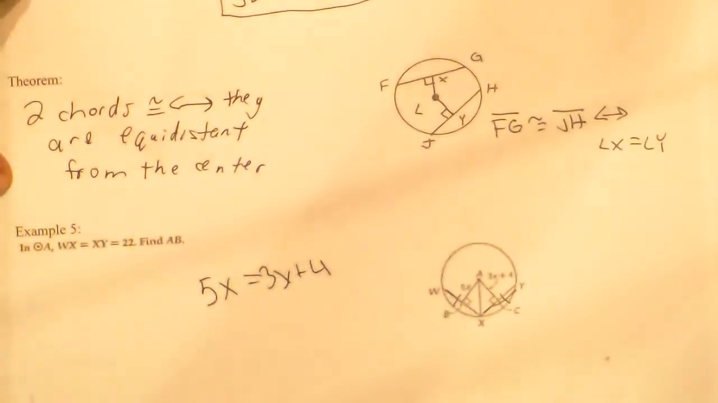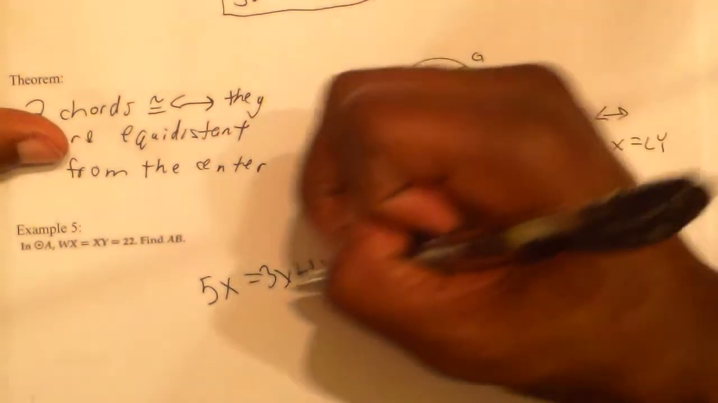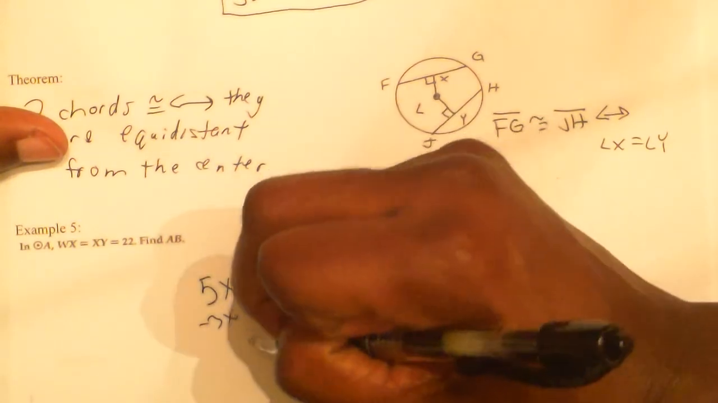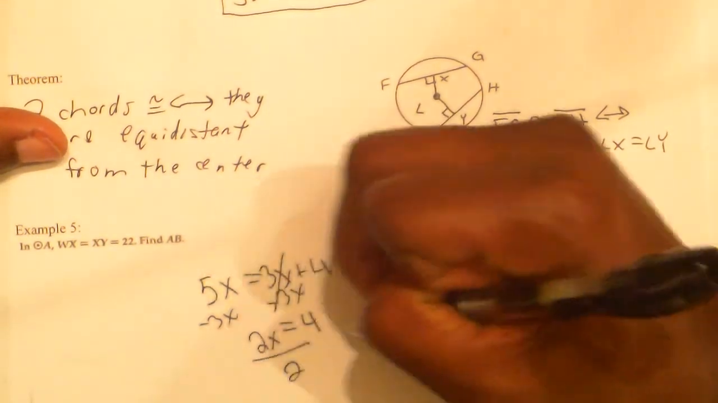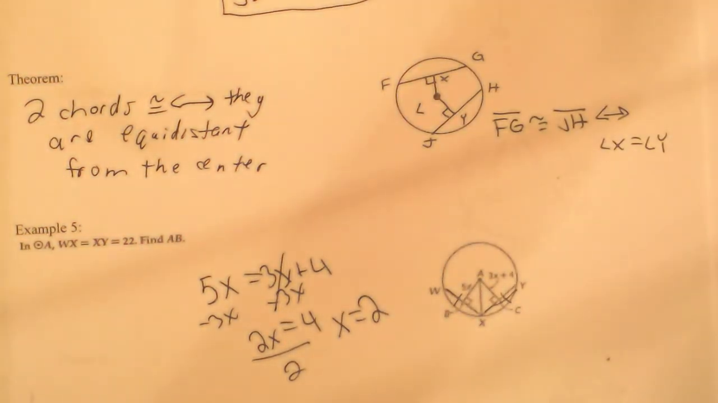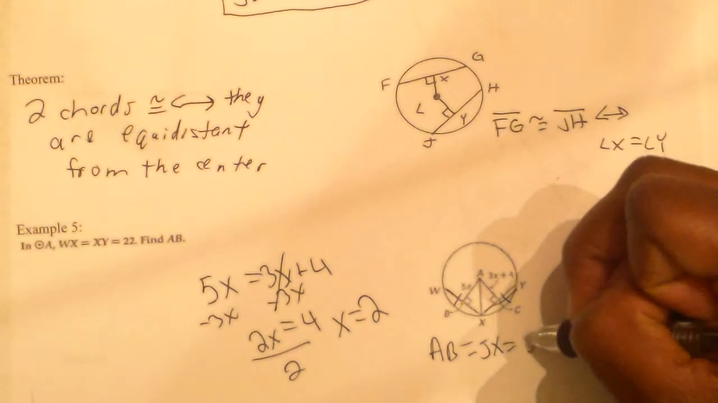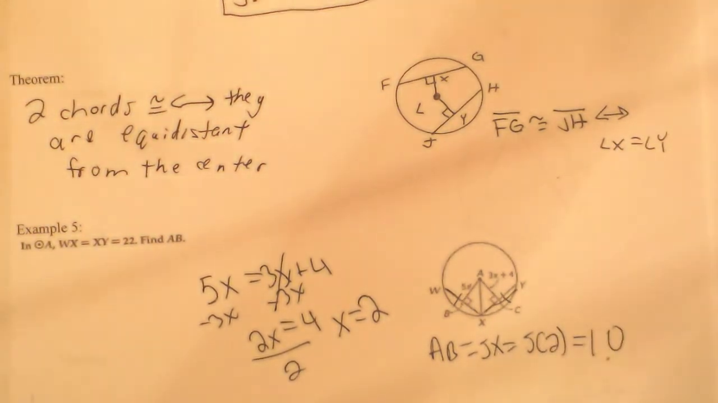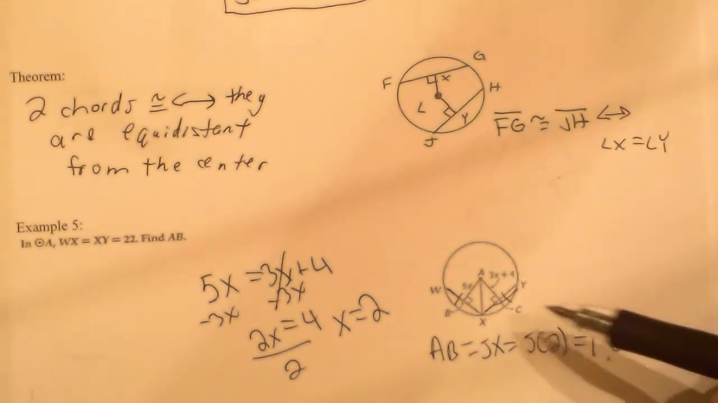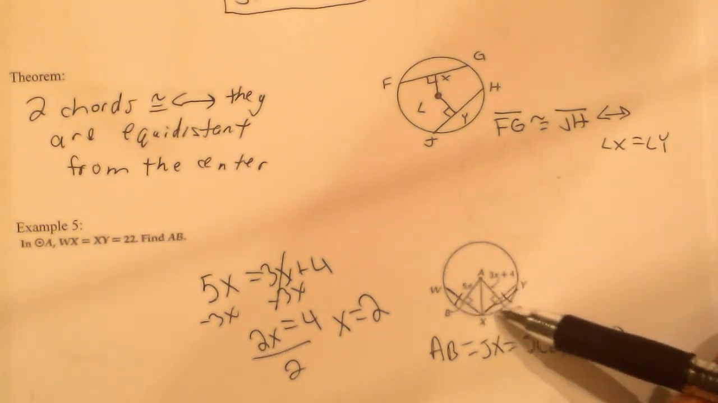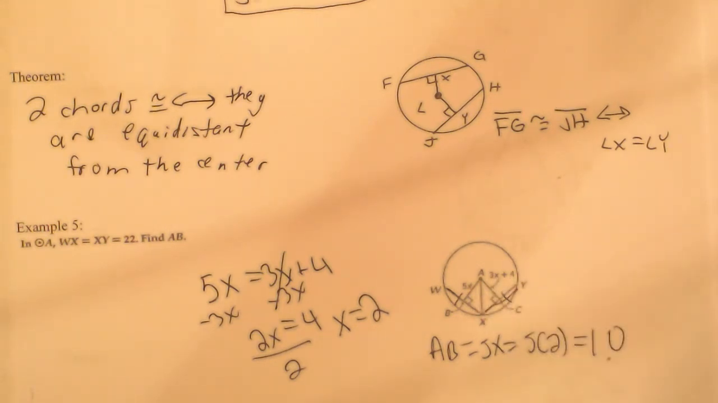So this is just simply setting 5x equal to 3x plus 4. Everybody got that? Subtract 3x on both sides. 2x is equal to 4. Divide by 2. X equals 2. The question asks us to find AB. Where's AB? AB is equal to 5x, so we do 5 times 2 and we get 10. Got it? So just remembering that it's equidistant. Since those were equal and they both equal 22, then those were also equal. Any questions?